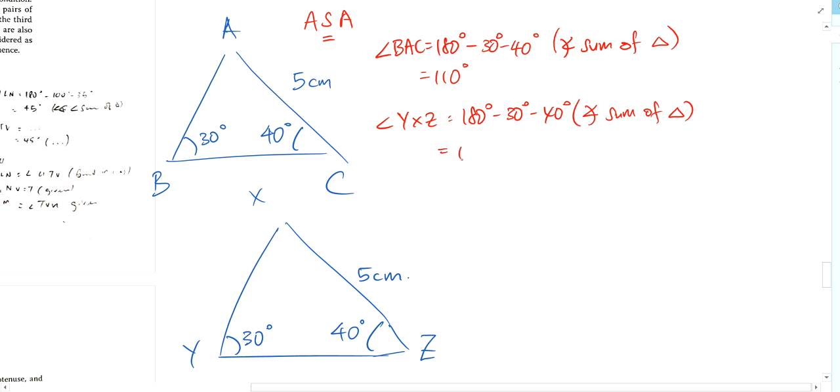Angle, that gives us 110 degrees. Okay? So, watch this. Now we are ready to prove. For the congruency test, I always require minimally only 3 pieces of information, 3 pieces of evidence.